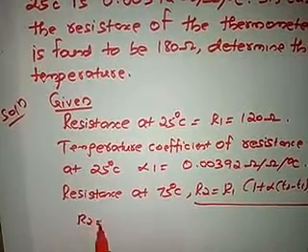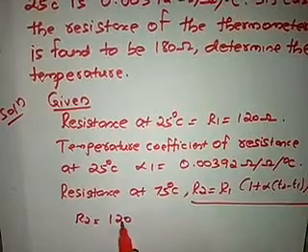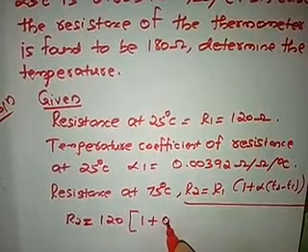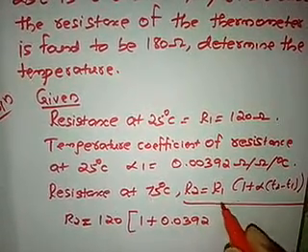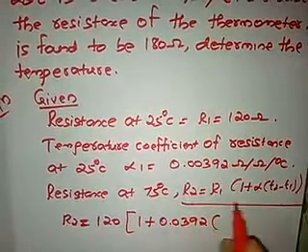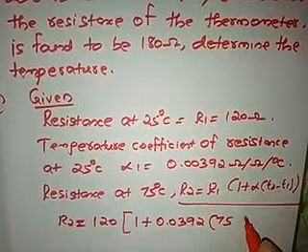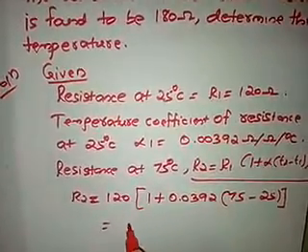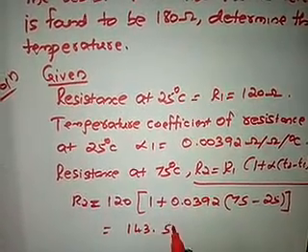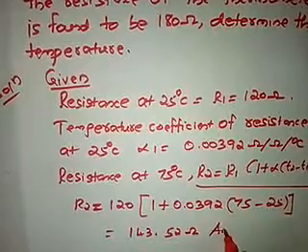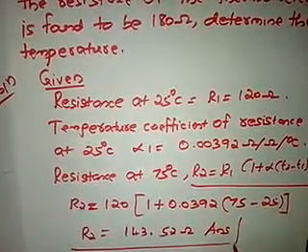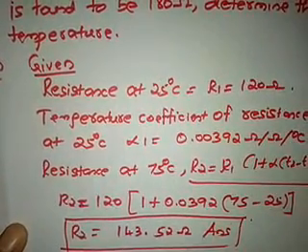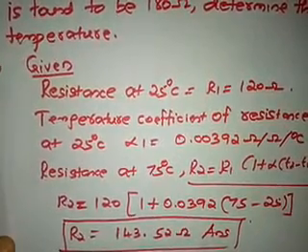So R2 is given by R1 is 120. So R2 is equal to 120 into 1 plus alpha. Alpha is given, that is 0.0392 into T2. T2 is the second temperature, that is 75 degrees Celsius, minus first temperature, that is 25 degrees Celsius. So if we simplify this, then we will get 143.52 ohms. That is our answer. Okay, so we have calculated the value of resistance at 75 degrees Celsius, and that is 143.52 ohms. This is the first part of the problem.